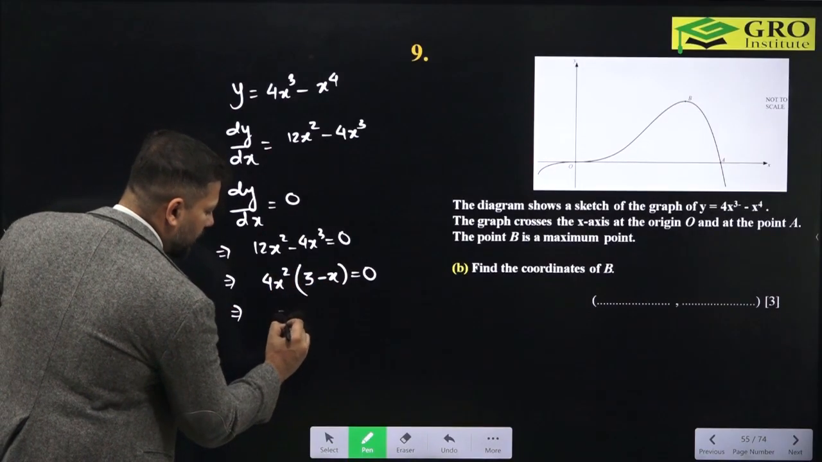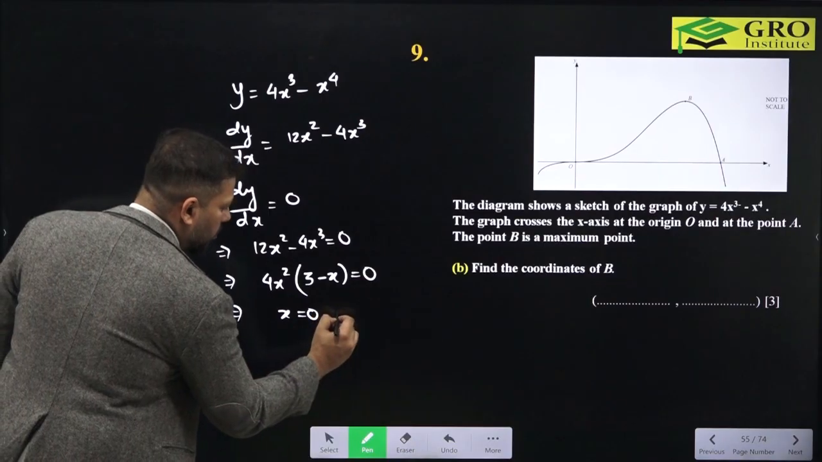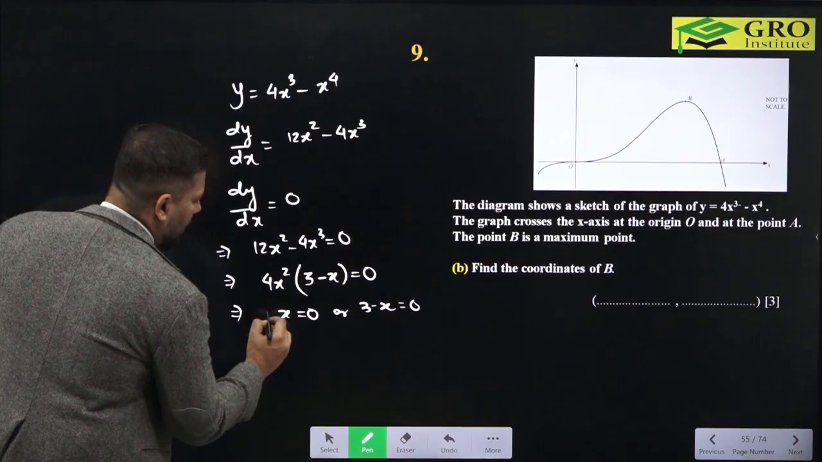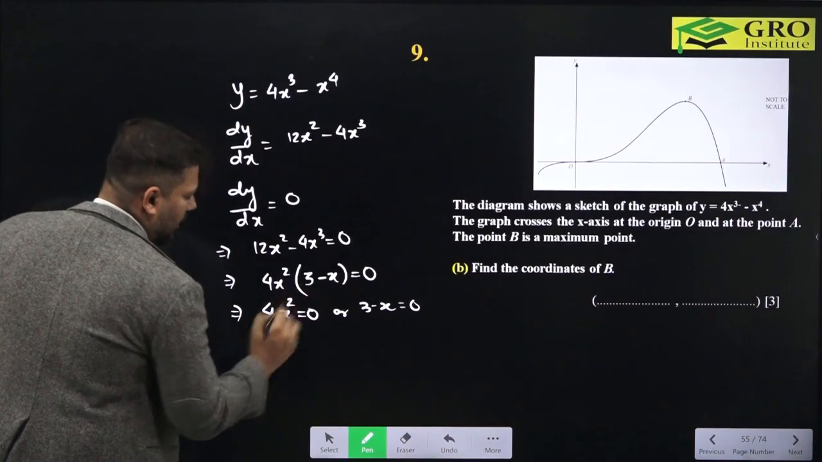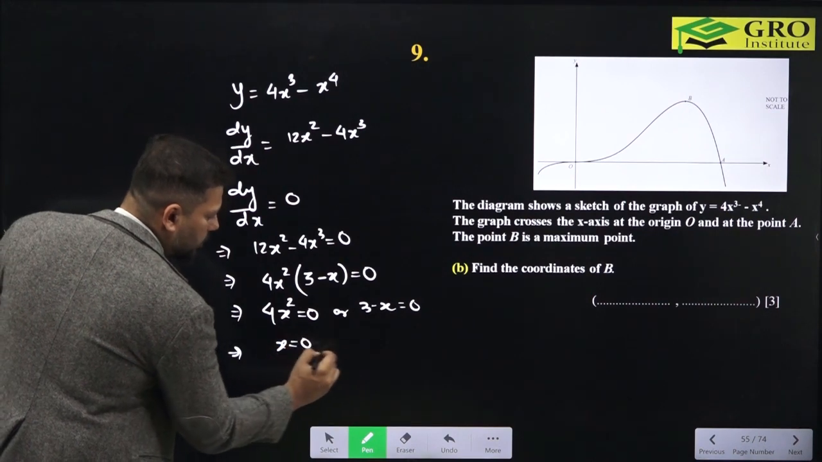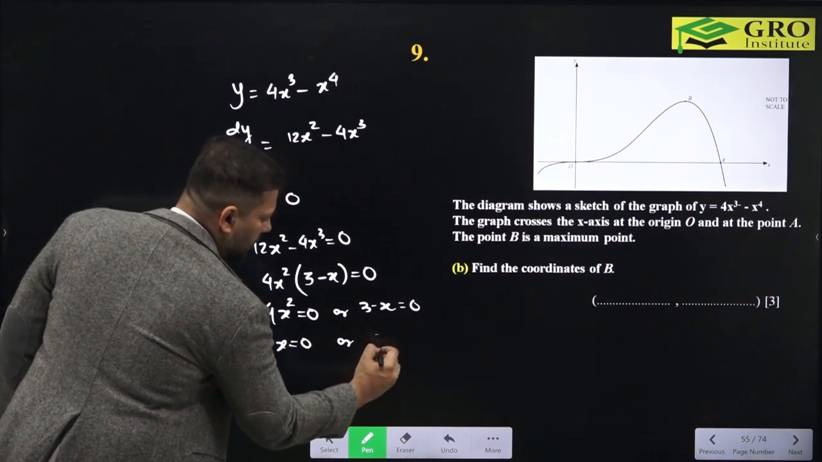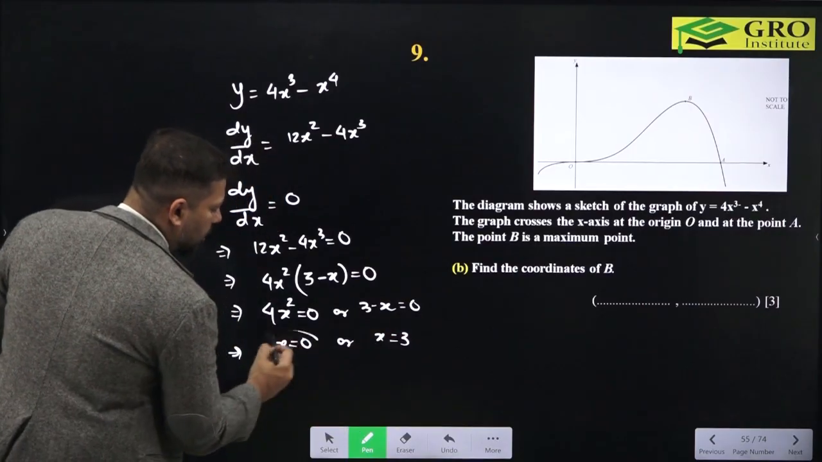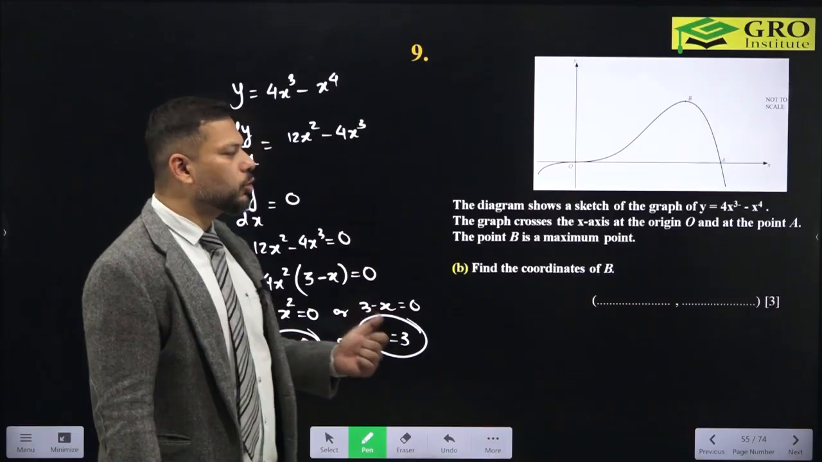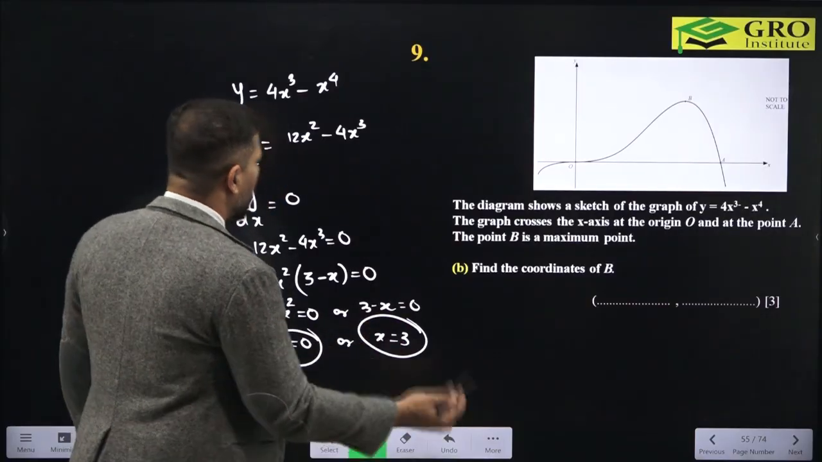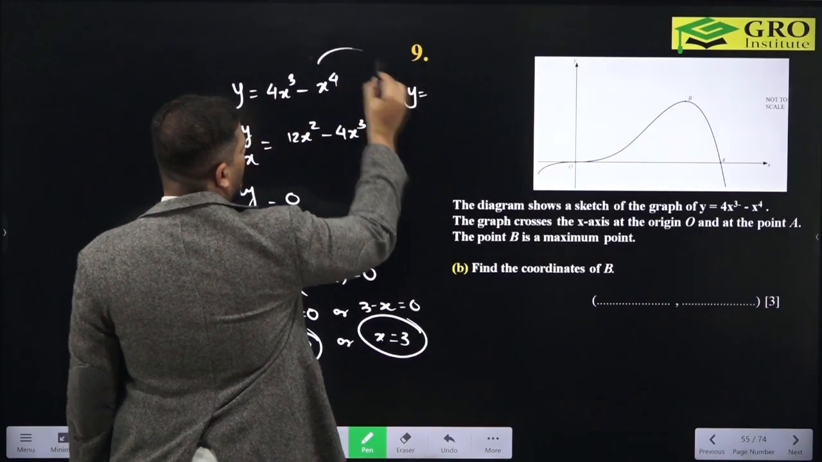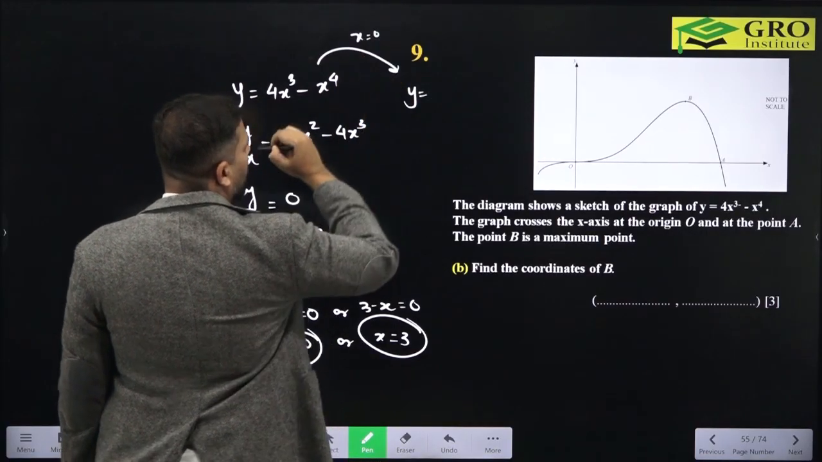So we can say x equals 0 or 3 minus x equals 0, or I could write 4x square, that is again the same thing. So we get x equals 0, or if I transpose x over there, x equals 3. So we are getting these 2 points, and if I put x equals to 0 in the equation of this graph, what will we get?